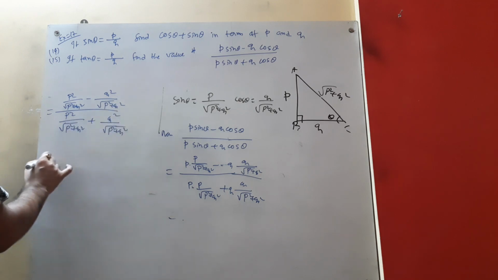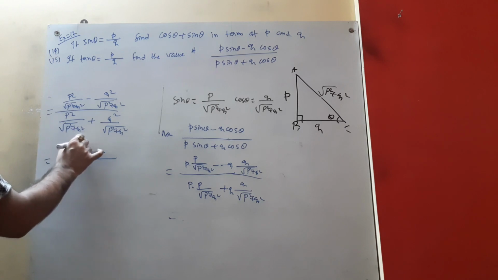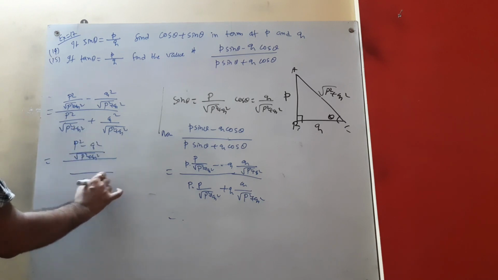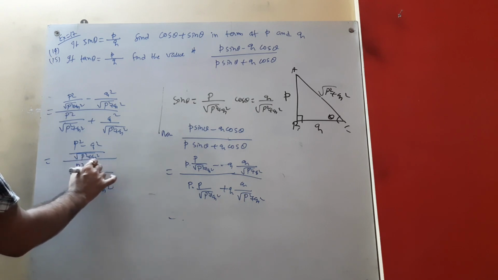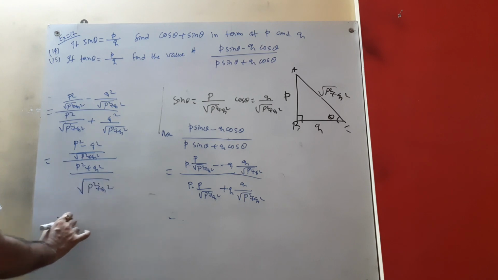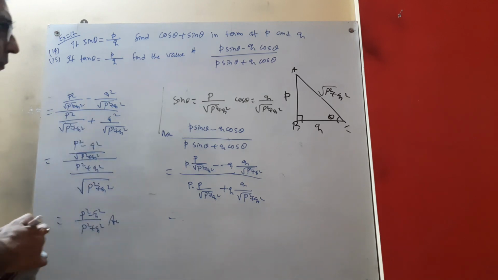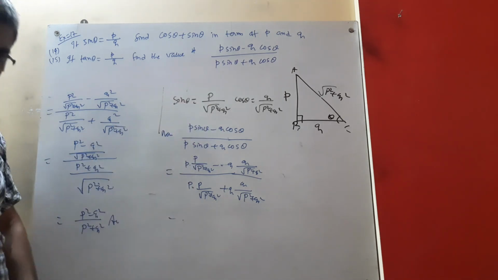Here P square by root under P square plus Q square plus Q square by root under P square plus Q square, okay? Now root under P square plus Q square is the LCM. We are getting P square plus Q square. This one cancels. So we are getting P square minus Q square by P square plus Q square. This is the answer, okay? So we have followed the trigonometric ratio step. It's a very easy one, you can do.